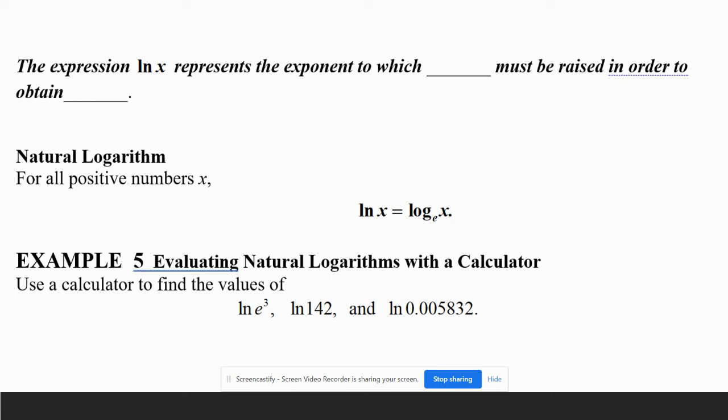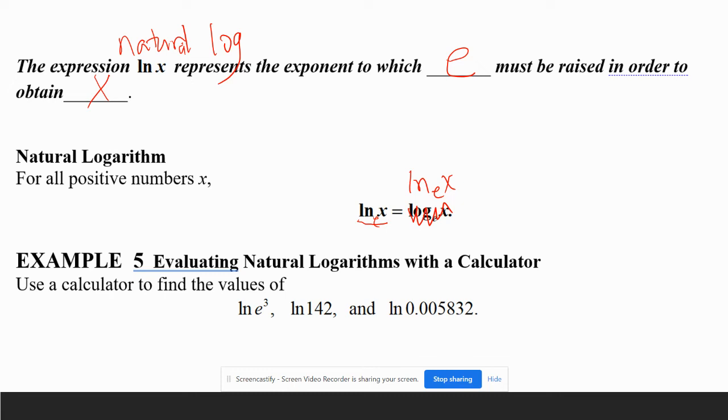ln. ln is natural log. They put the N and the L backwards from what we actually say, the natural log of x. They write it as ln of x, which represents the power that base e must be raised to in order to get x. So our ln button, which is just underneath the log button, really is base e. Again, they just don't have to write it because it's understood.